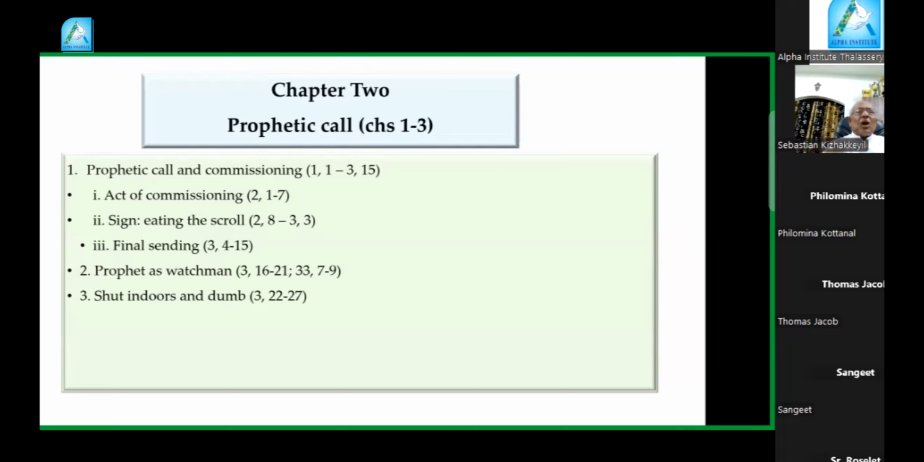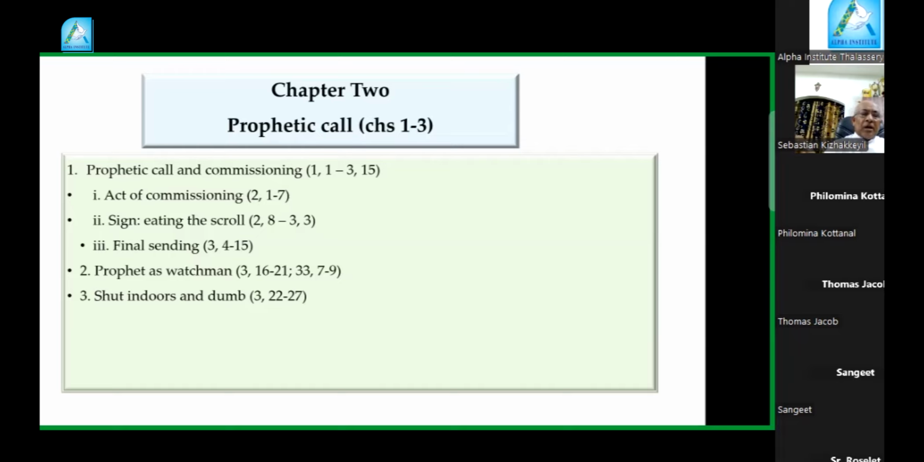The symbolic meaning is that whatever this prophet speaks is coming out from God. He becomes one with the scroll. He will be speaking only the contents of the scroll that he is eating. The scroll is written by God. Whatever is written in the scroll is spoken by the prophet. So he becomes one, just like in the Eucharist, we consume the body and blood of Jesus and it becomes part of our body and blood. The same way, the scroll becomes part of Ezekiel and he becomes identified with the words of Yahweh.